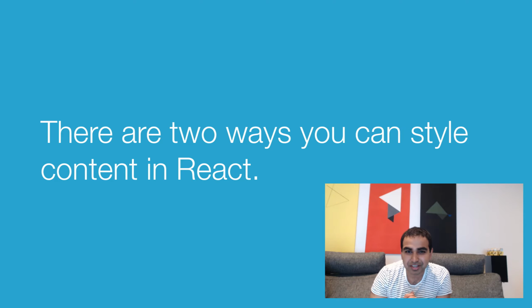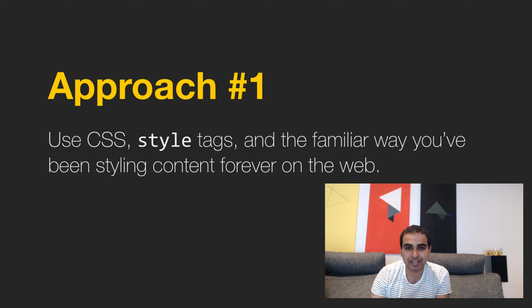So in React, you have two ways for styling content. Well, really, one new way and one old way that you've always been using. Let's start with the old way. Approach number one. This approach is where you're using style tags, style selectors, all the various things you've been using to style your content for the web for many years. So nothing new here. With React, you can totally use this old approach.